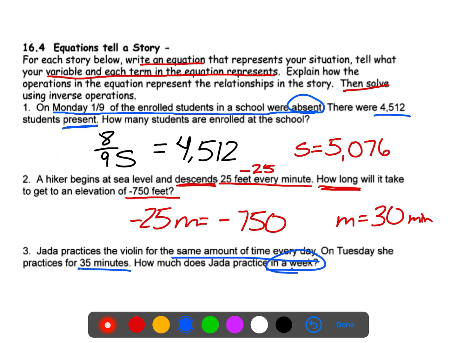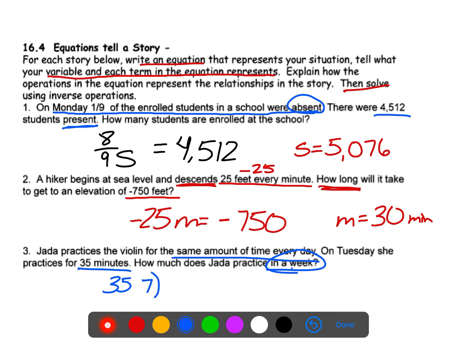All right. So we need to take the time that she practiced on Tuesday, and remember it told us the same amount of time every day. So we just need to increase that to represent 1 week. Now, the easiest equation to write for this would be to take our time times the days of the week, 7 days.